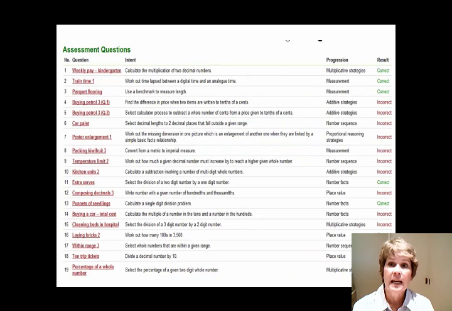Just like with the literacy report, we want to go through and look at the intent of the questions, particularly the questions that the learner got incorrect, and see if we can identify any trends or common themes in the questions that they struggled with.